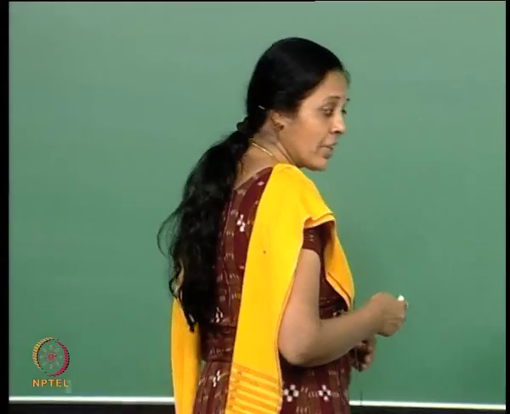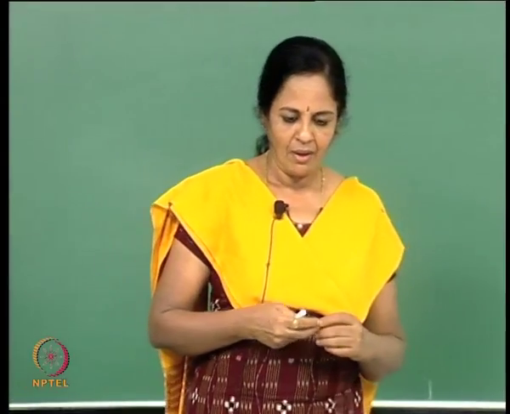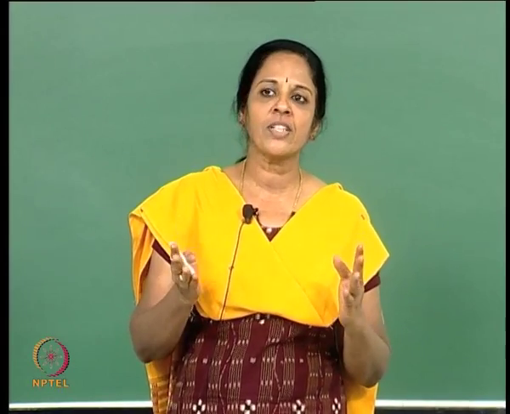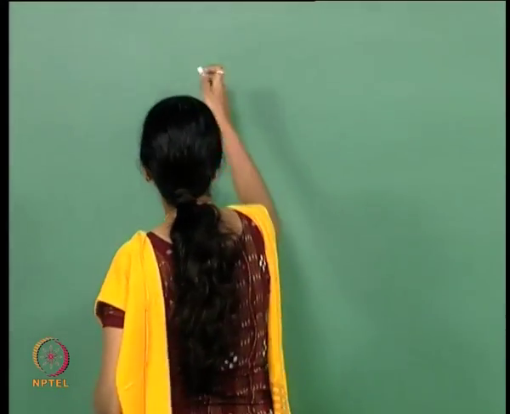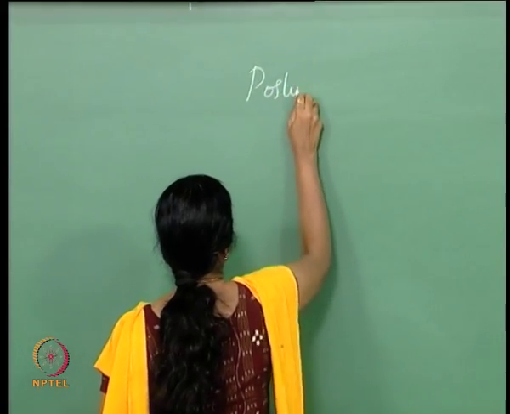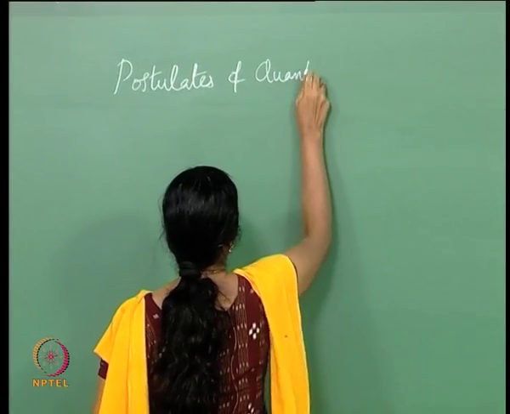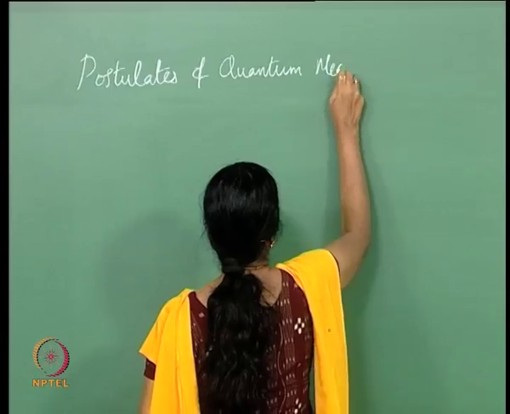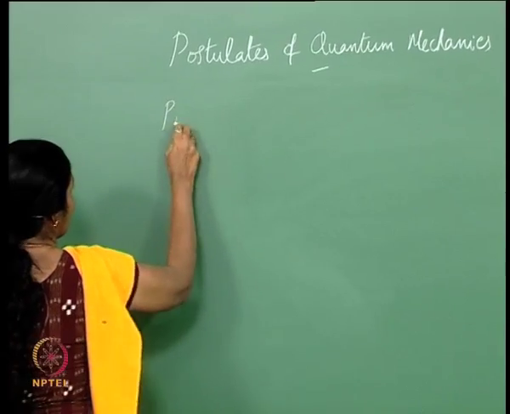In my last lecture, I spoke about some of the postulates of quantum mechanics, and today I will continue to talk about the postulates. In particular, I will concentrate on the postulate relating to expectation values, basically the outcomes of experiments. So, postulates of quantum mechanics. And we were on the third postulate last time. So, postulate 3.